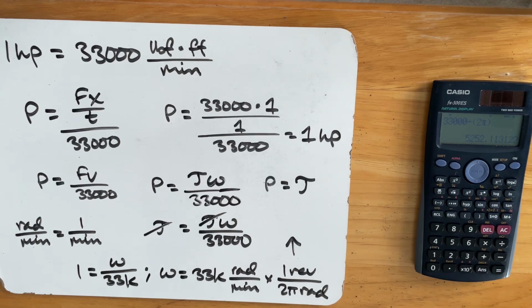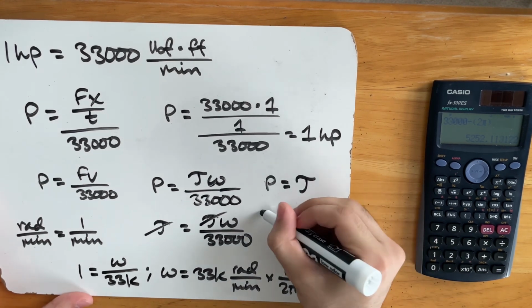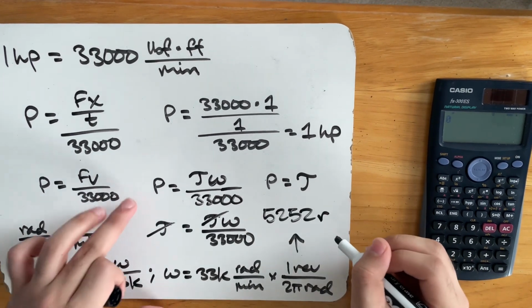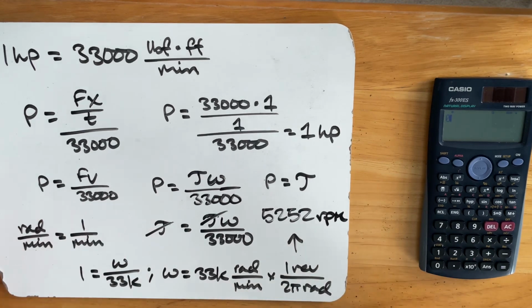So, guys, the conspiracy is true. 5252 is the magic RPM for which power is equal to torque on a dyno chart. So, guys, it's been proven.